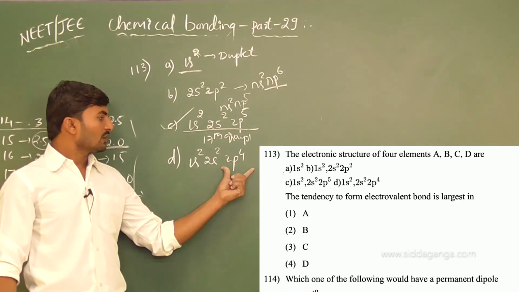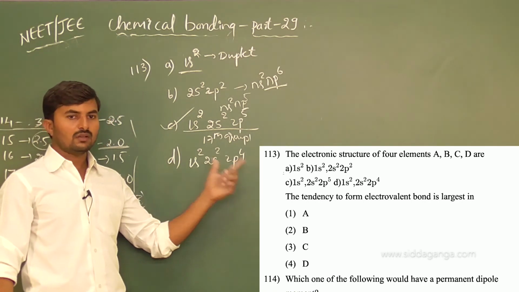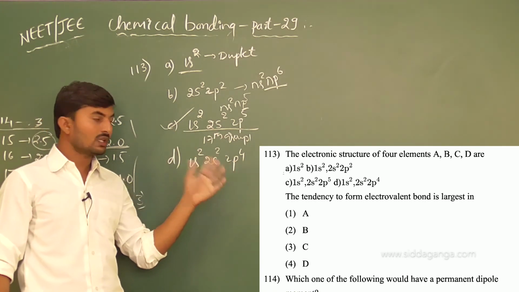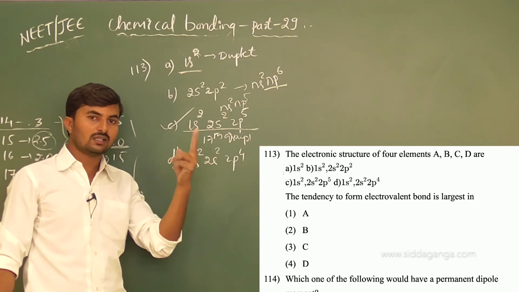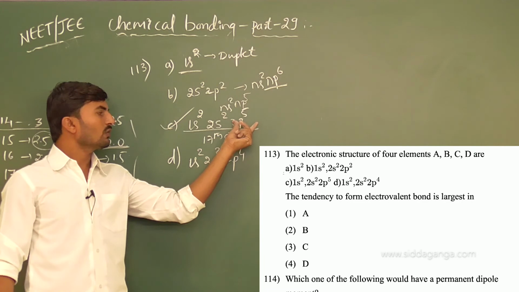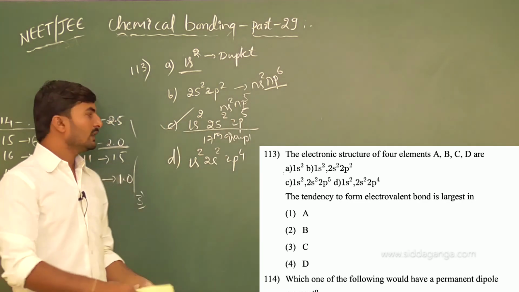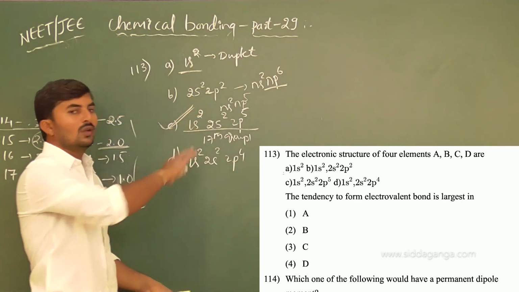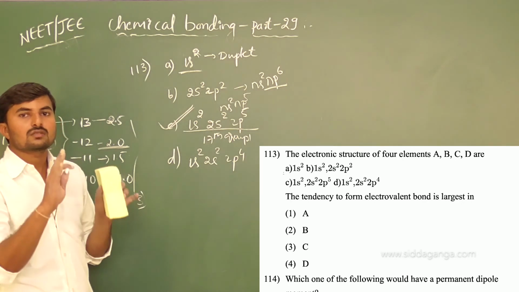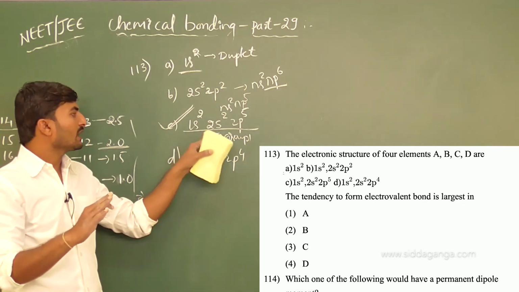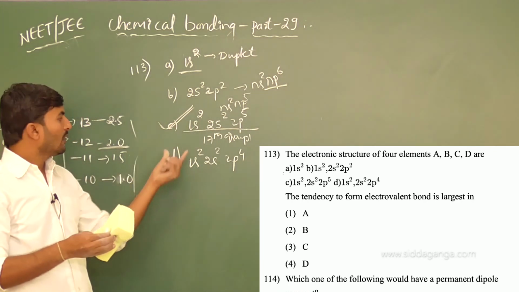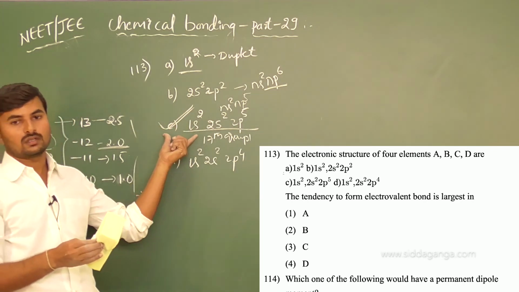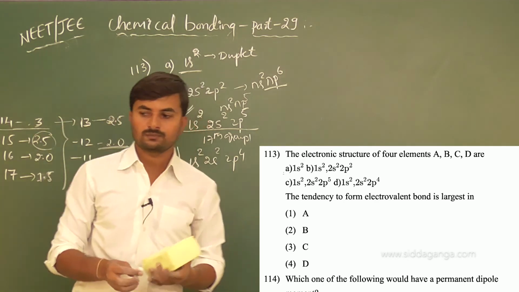So here 2p4 is also there, we can form a stable bond, but in order to make it 2p6, we have to add 2 electrons, whereas here we have to add only 1 electron. That is why this configuration will be the most suitable to be involved in an electrovalent or ionic bond. Okay, which is the correct option here? Option 3 will be the right one here. So the next question.